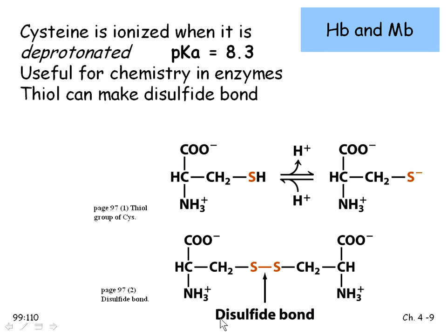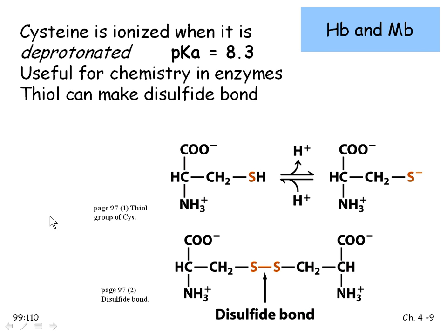Another cute trick that cysteine can do is it can make a bond to another cysteine. So this is a disulfide bond. This is a sulfhydryl group. You could imagine conditions under which you could get those to then make bonds to each other rather than to the hydrogen. And these will turn out to be important as well.